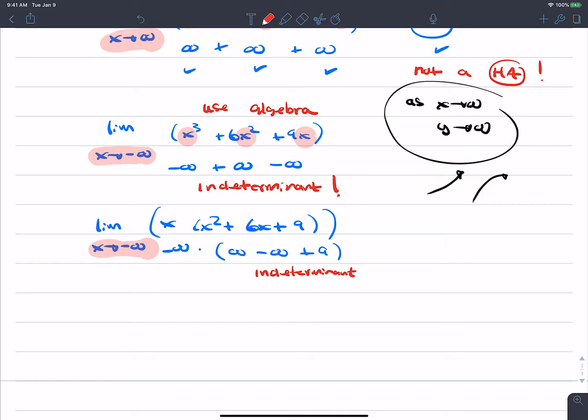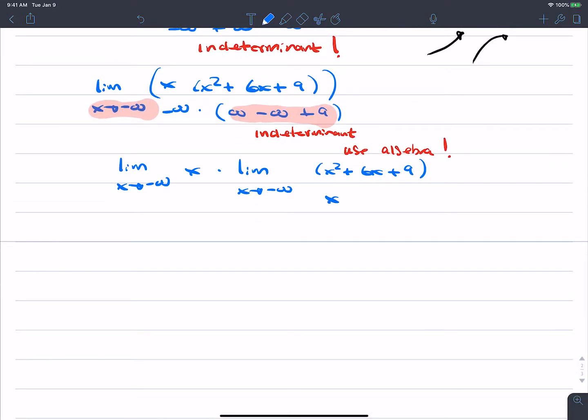So maybe we should, here's what I want to remark here. By properties of limits, I have a limit as x goes to minus infinity of x times the limit as x goes to minus infinity of what's left, x squared plus 6x plus 9. Is that true? And this is indeterminate right in here. So since it's indeterminate, I have to, again, use algebra here. And the only type of algebra I can do is I can factor.